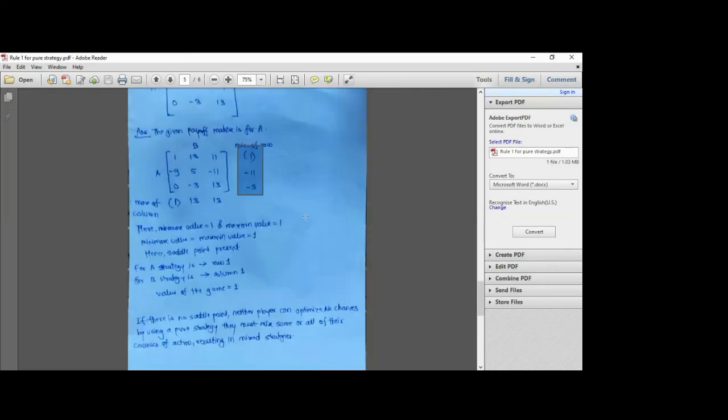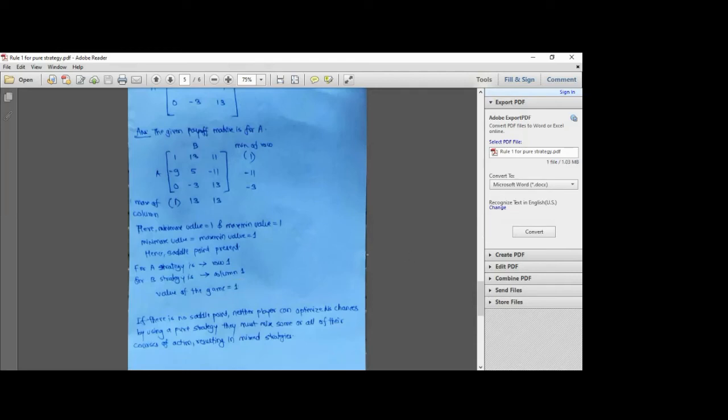So what is the strategy for A? Playing which row? Playing row number 1, right? So we have row number 1, and the strategy for player B will be playing which strategy? The strategy corresponding to column number 1. What is the value of the game? This is the value of the game, which is nothing but 1.